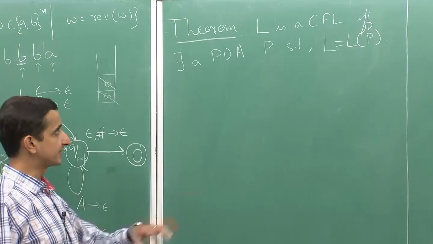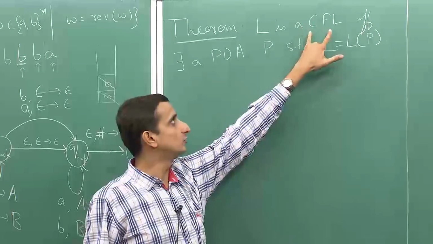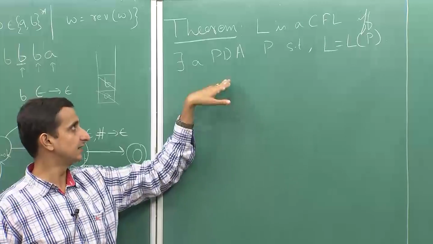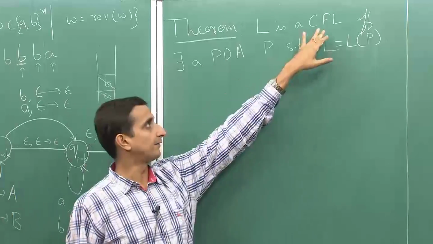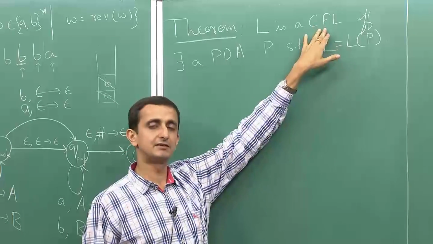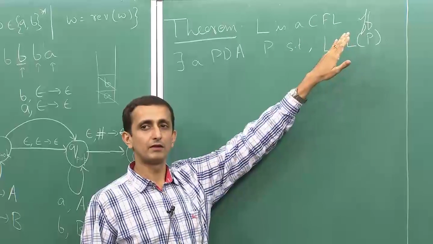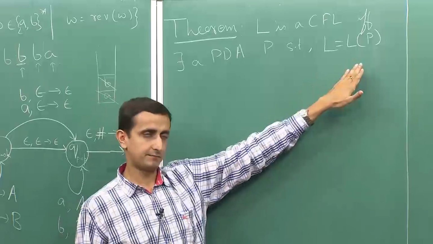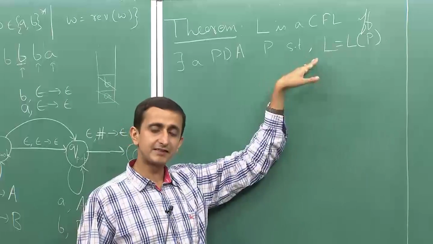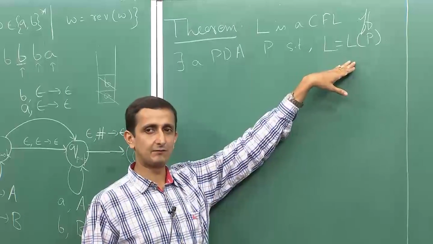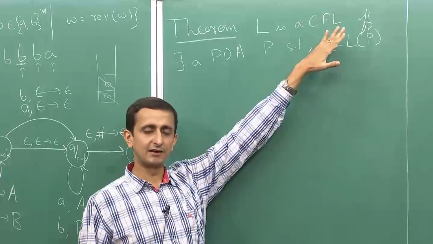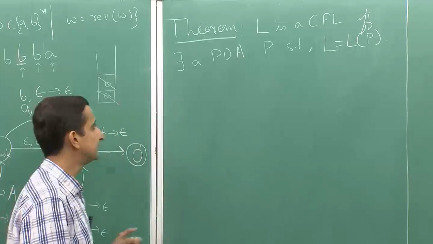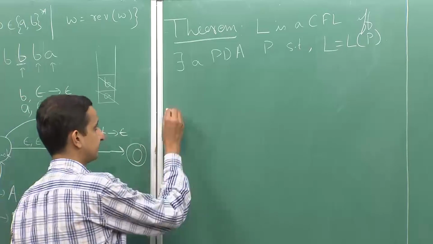Recall that context free languages are exactly those languages which are accepted by context free grammars. So what we are saying is that if a language is a context free language, that is, if there is a context free grammar for a certain language, then there is a push down automata which accepts it, and if there is a push down automata that accepts a language, then it is a context free language, which means that there is a grammar for it. Okay. So we are going to see both the directions here.